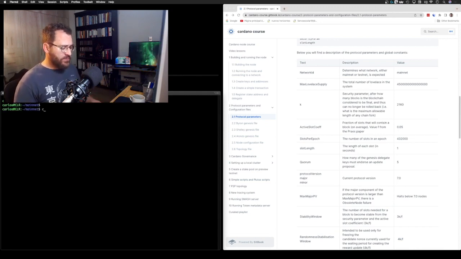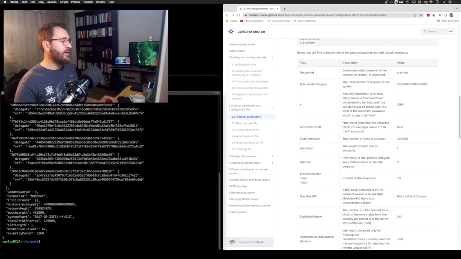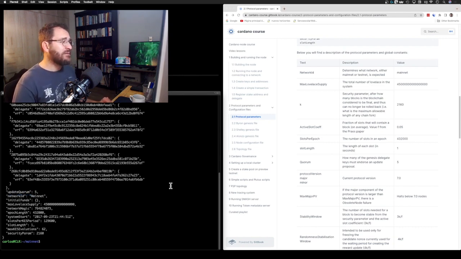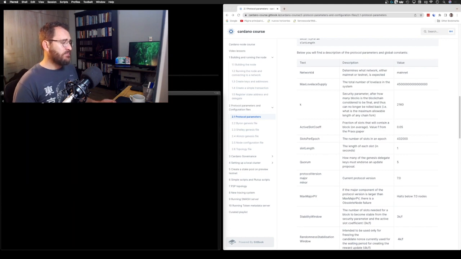And we can just very quickly do a cat for the Shelley Genesis file, and we will see that the network ID is showing up here, and it says, as expected, mainnet, because I am connected to mainnet. So that is the network ID.